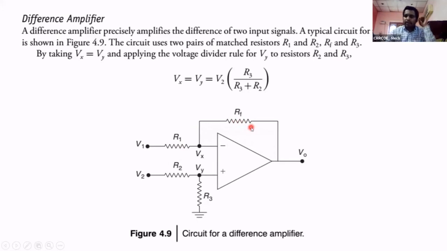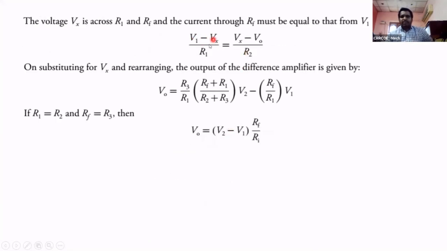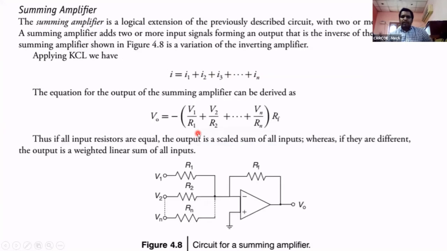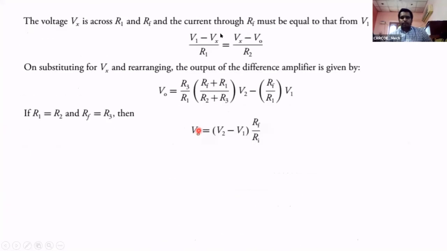Already I have shown this in inverting amplifiers. I1 is equal to I2, that means V1 minus Vx by R1 is equal to Vx minus V0 by Rf. But Vx is V2 into R3 by R3 plus R2. Just substitute this term in the place of Vx here. If you substitute that total term in the place of Vx and rearrange the equation, you will get this equation.